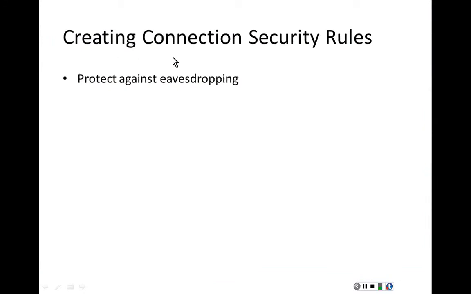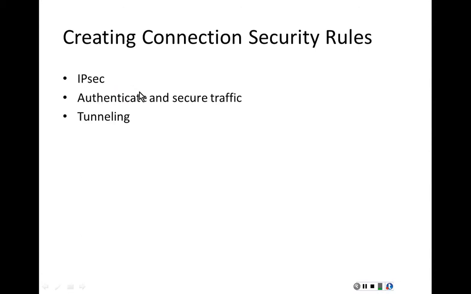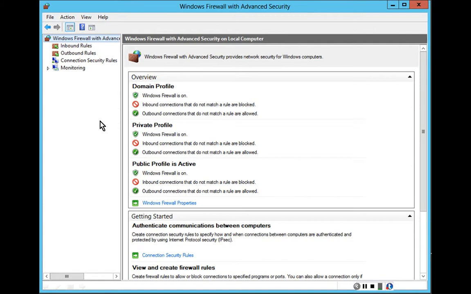Now let's look at creating connection security rules. The purpose of this is to protect against eavesdropping. IPsec means IP security. IP is the Internet Protocol, so IPsec is the Internet Protocol secure. It can be used to authenticate and secure traffic, and this is called tunneling. When you encrypt everything between two endpoints, they call that tunneling.